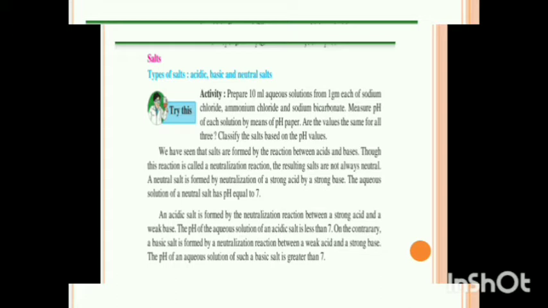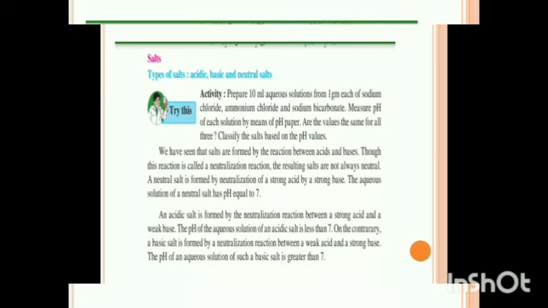We all know about pH values, which we have studied in the previous class. So here we have taken three compounds and we have to measure the pH of each, and then we have to see whether the value of pH is the same for all three, and also we have to classify the salts based on the pH values.